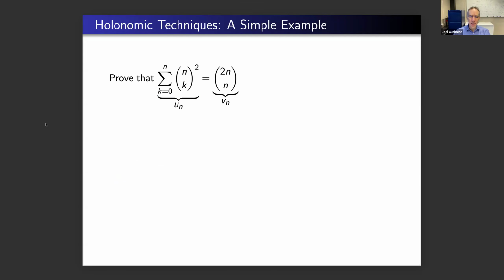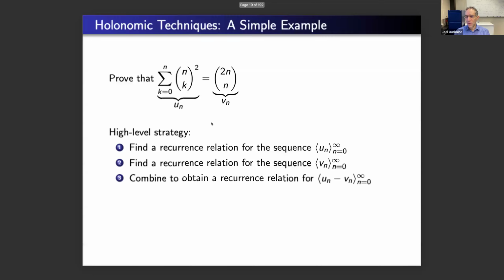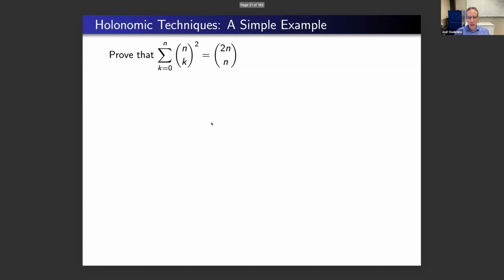So here the idea is this. I'm going to label the sequence. You have a sequence of numbers on the left-hand side because you have a number for every n, and likewise for the right-hand side. I'm going to label the sequence of numbers on the left-hand side u_n and v_n for the sequence on the right-hand side. The high-level strategy is to find a recurrence relation for the u_n, find a recurrence relation for the v_n, and then from that obtain a recurrence relation for the difference u_n minus v_n, and finally verify that u_n minus v_n is identically 0 by checking the initial values. Okay, so that's the high level.